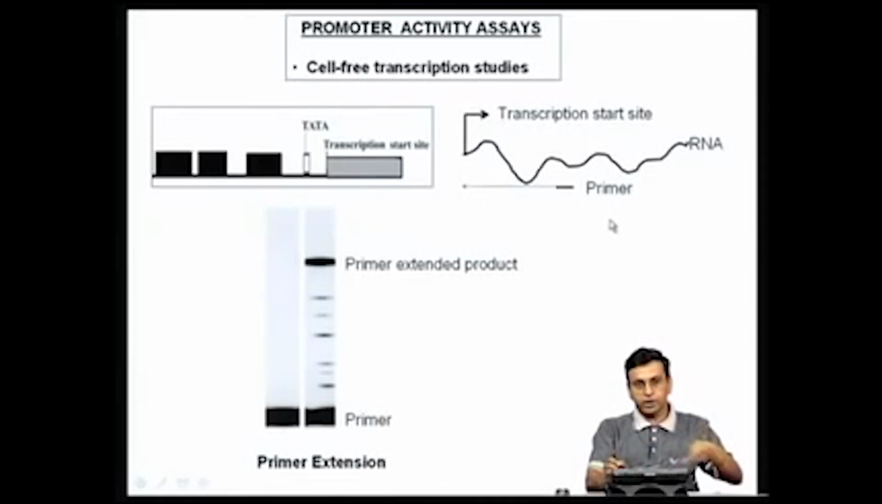You actually carry out a regular non-labeled RNA. You take this RNA, and then once the RNA is synthesized in the cell-free transcription system, you hybridize it to a small primer, and then extend the primer using a reverse transcriptase. So, suppose the transcription starts here, the primer will be extended up to the transcription start site, and then this will be radio labeled, and this can now be analyzed on a gel.